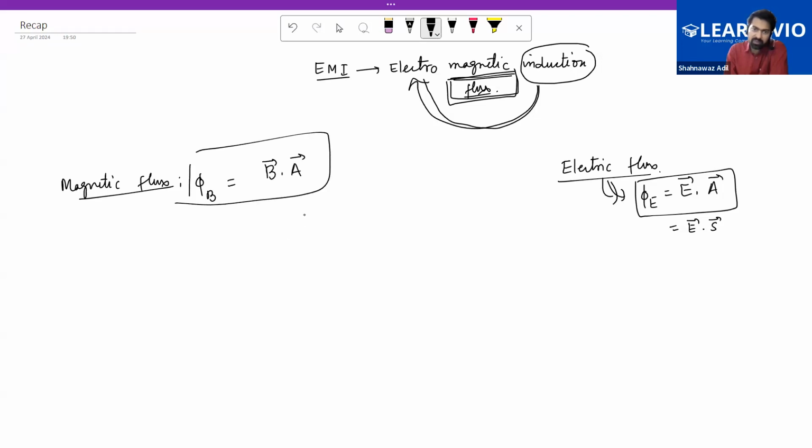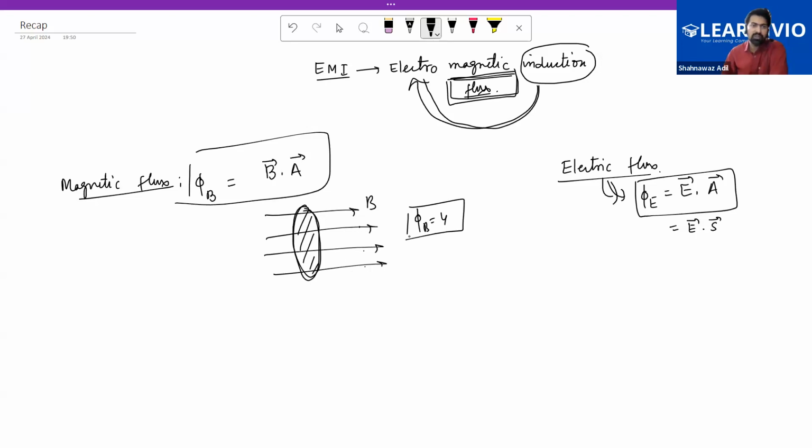So we have this magnetic field line, and this is some coil through which the magnetic field lines are passing. This would be the number of magnetic field lines, which is 1, 2, 3, 4. These are passing normally, so that is phi B. This is what we call magnetic flux.